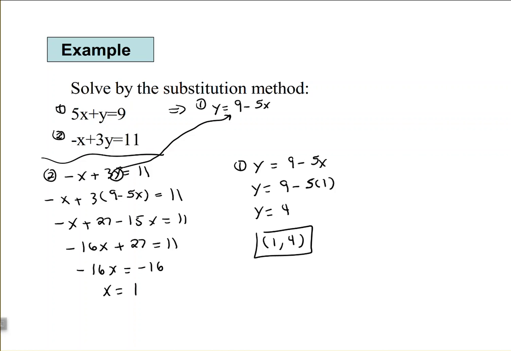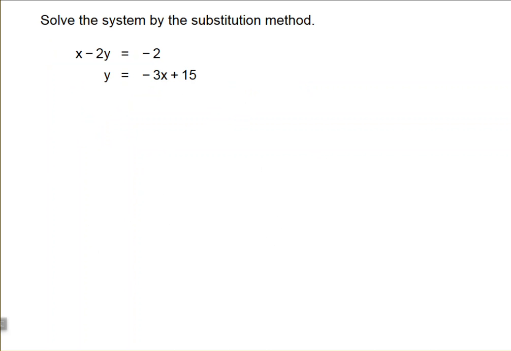Okay, let's try another one. Right, on this problem we have the system x minus 2y equals negative 2 and y equals negative 3x plus 15. Well, this one is definitely set up to be easily solved by using the substitution method because we already have a variable by itself in one of our equations. So you see in equation 2, we have y equals negative 3x plus 15. So I will call that equation 2, and the other one equation 1.